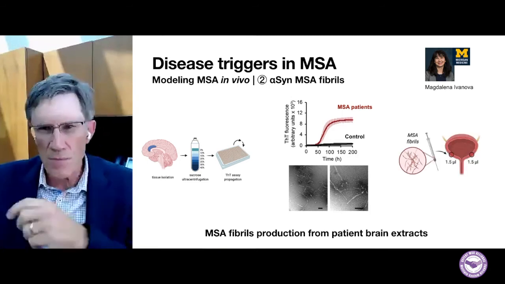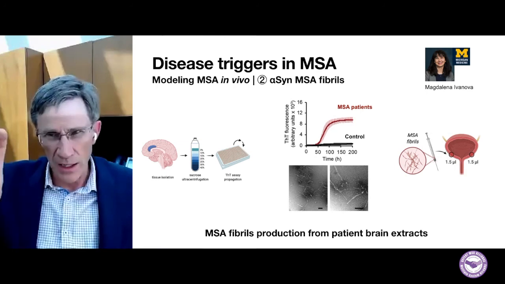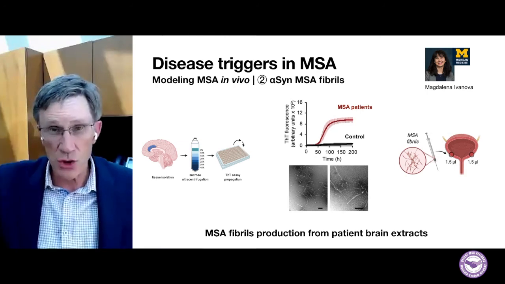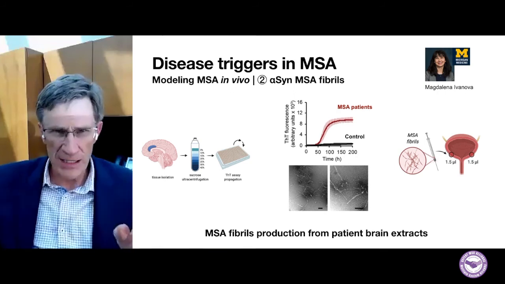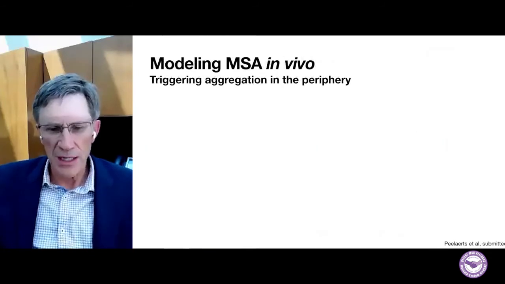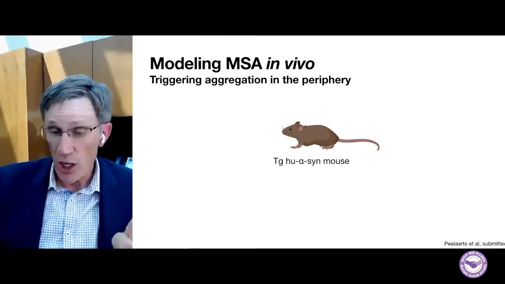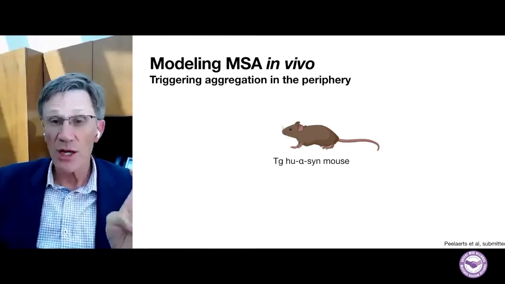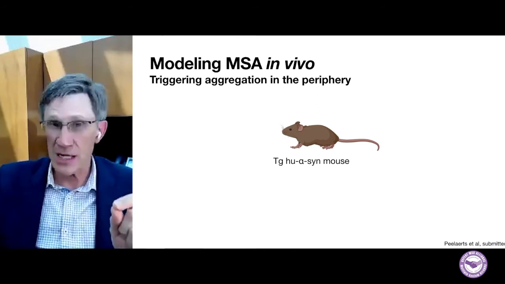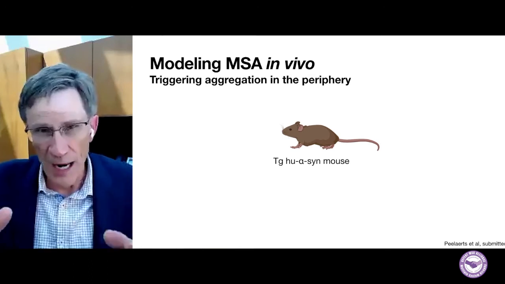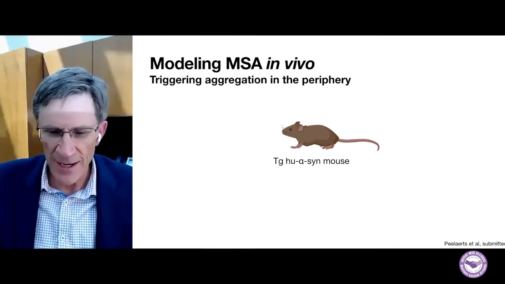And we took them, as you see in the right part of the diagram, put them in a syringe and injected them into the urinary bladder of mice. But we didn't just take any mice. So in the next slide, you will see that we used a genetically modified transgenic HU mouse, HU standing for human, that had human alpha-synuclein. Because we were working with human MSA patients, we wanted a humanized mouse. Only this protein was human here.